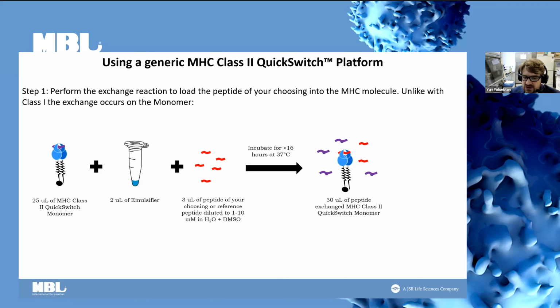At this point, the MHC molecules have been exchanged and can be used for other applications that do not require the generation of a tetramer. Each MHC Class 2 molecule in our kits is biotinylated. So if you want to coat, let's say, a well in a 96 well plate with immobilized streptavidin, then you can use this monomer for that purpose.